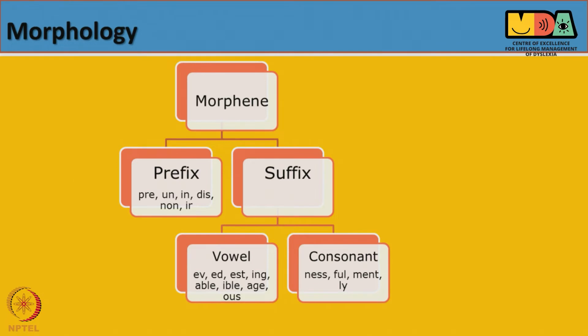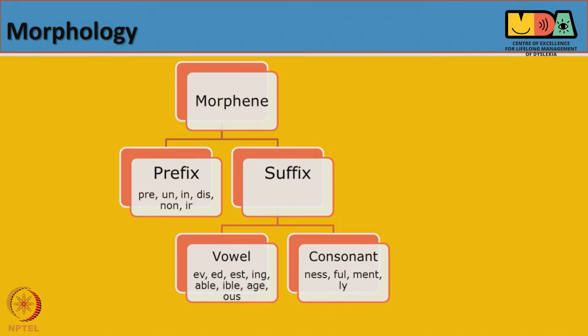For morphology, we have morphemes, which is the smallest unit where added to the root word, it changes the meaning of the word. We have prefixes and we have suffixes. Prefixes, let us see a few of them. Pre, which means before, un, like in the word undo, in, like in the word incapable, dis, like in the word dysfunction, and non, as in the word non-availability. All these are negative meanings. Ir is also a negative meaning.